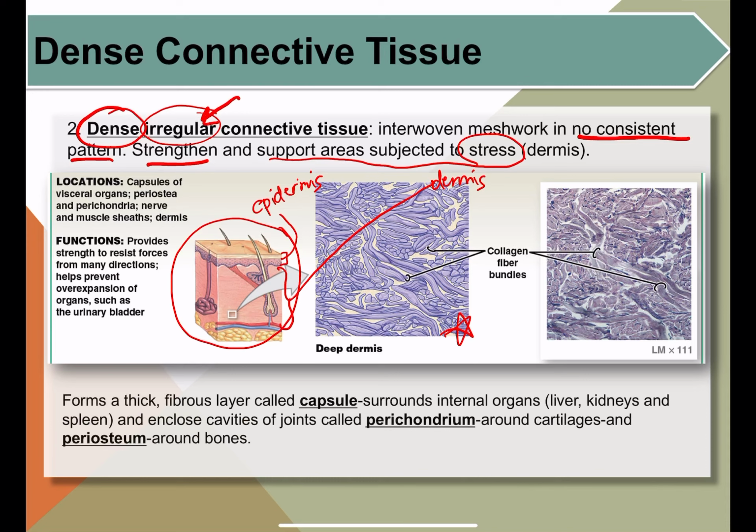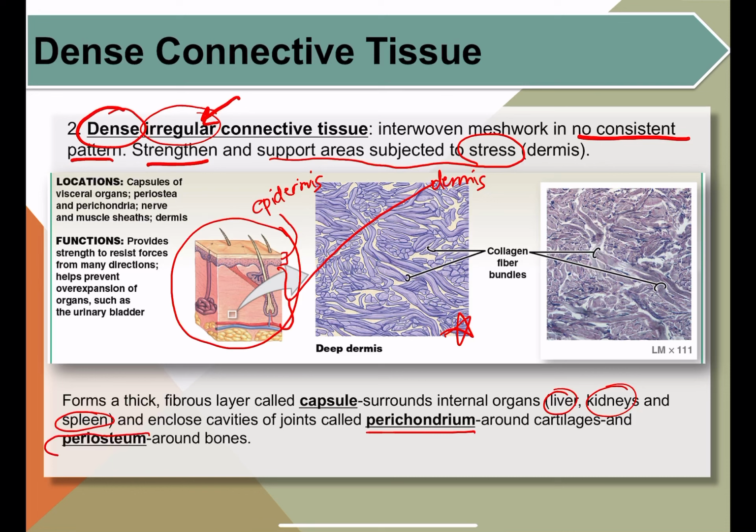Common areas where you will find this kind of tissue, like I said, is the dermis layer of the skin, but also capsules. So there are capsule layers that surround soft organs like the liver, kidneys, and spleen, to protect that organ from mechanical stress. Those capsules are also made up of dense irregular connective tissue. The perichondrium, those tissues that surround cartilages in joints, are also made up of dense irregular connective tissue.